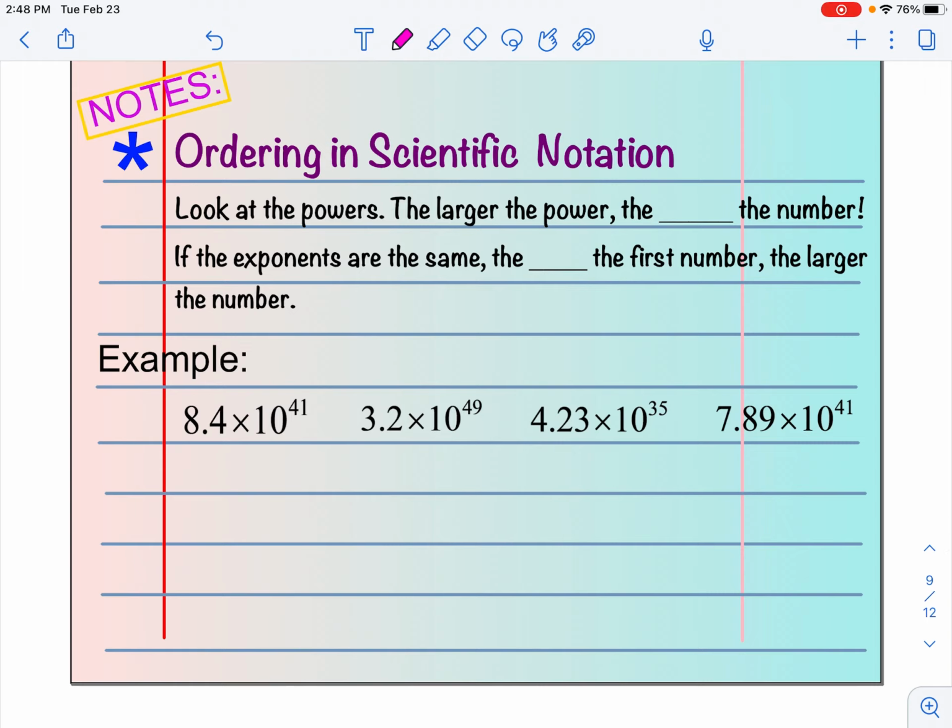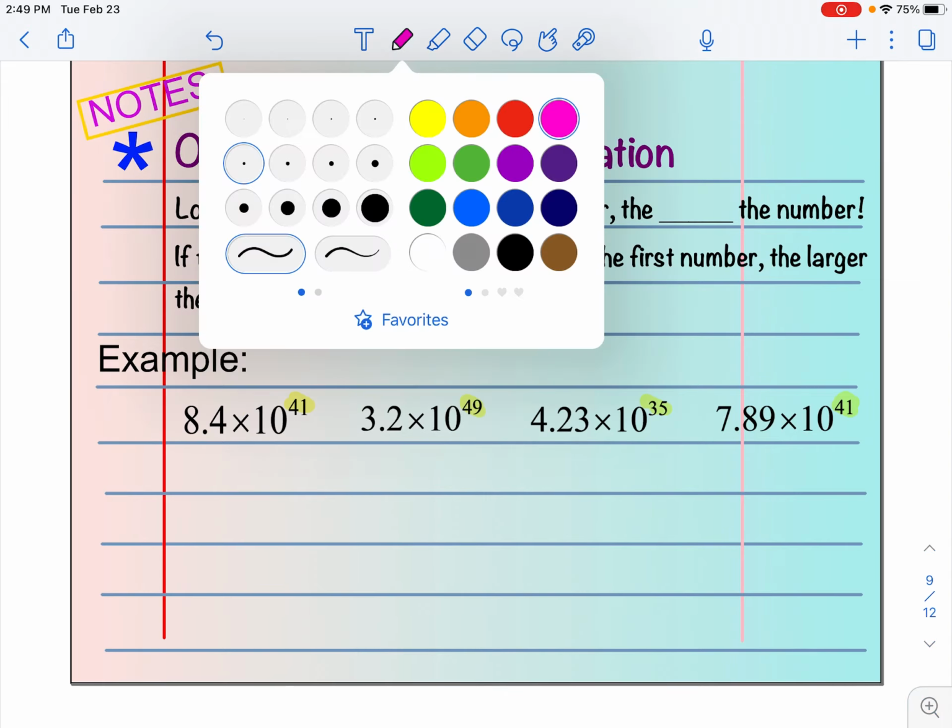Okay, so what if we have a bunch of numbers in scientific notation? Is there a way that we can put them in order from least to greatest or greatest to least without having to write the numbers out? You always have the option to write the numbers out, but look at these exponents. You'd be moving these a lot of places. And so that gets a little tedious.